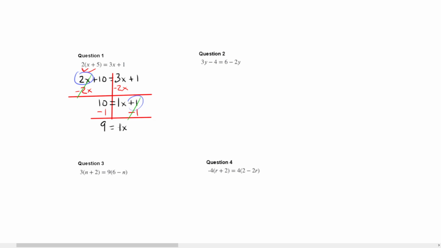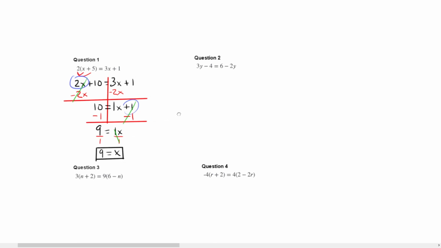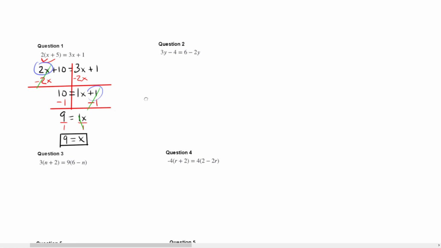I'm actually done. But to prove that we can remove this 1, we could just divide by 1. These guys will cross out, and I'll get x equals 9. So that is my final answer for question number 1. Let's move on to question number 2.